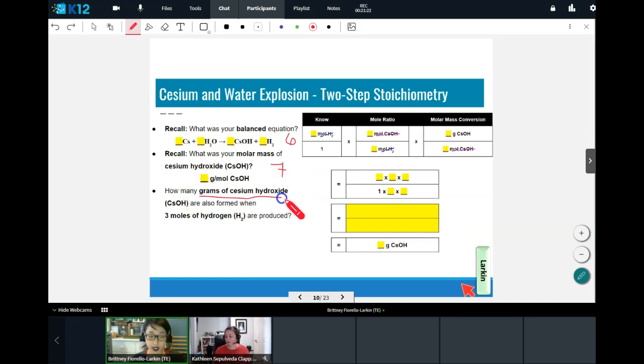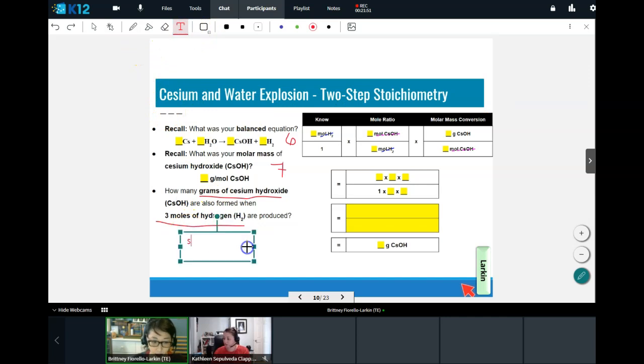Okay, let's take a look at this example. How many grams of cesium hydroxide are also formed when 3 moles of hydrogen are produced? Please point for me on the board. What am I given? Do I know the grams or do I know the moles? Which of those do I have a number for? Thank you. I need more participation up on the board. You should either be pointing at grams or moles. Yes, perfect. So this is what we're going to start with.